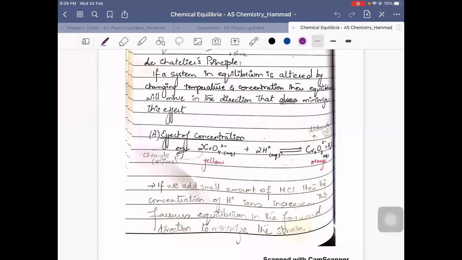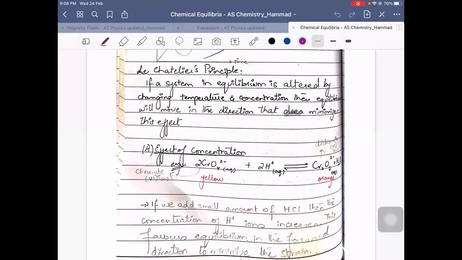Le Chatelier's principle. Next comes Le Chatelier's principle. Le Chatelier's principle is for a reversible reaction, and in a reversible reaction, if there is a change that is brought about, the system will react such that it opposes the change that causes it. Meaning to say, let's say if I am increasing the concentration of the reactant side, the system will react and shift the equilibrium towards the product side so as to nullify the effect on the reactant side.